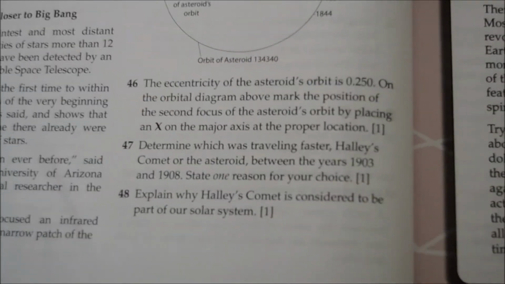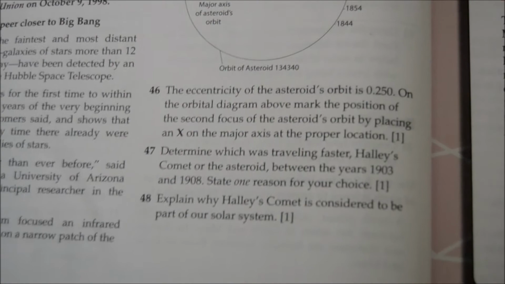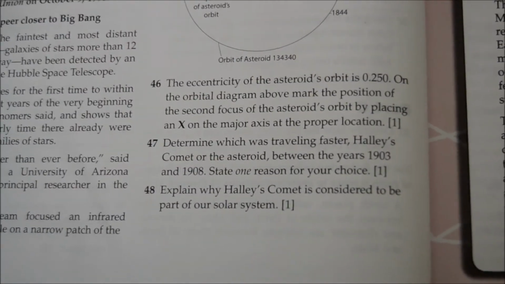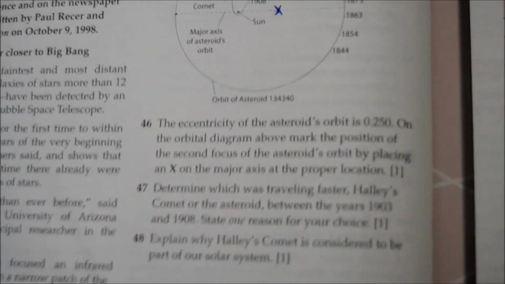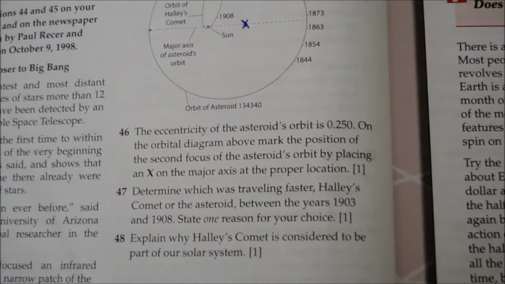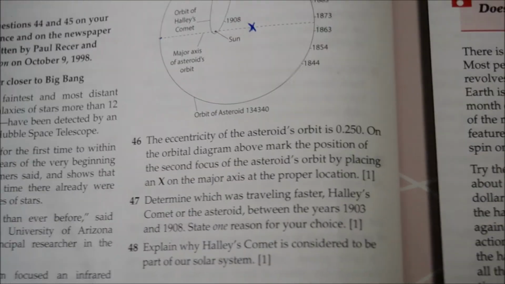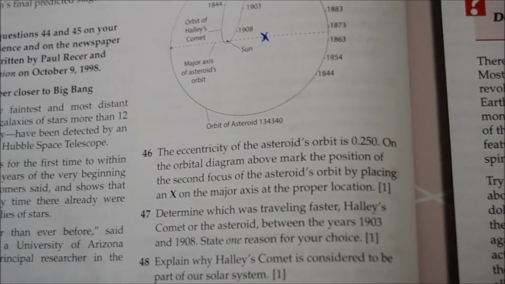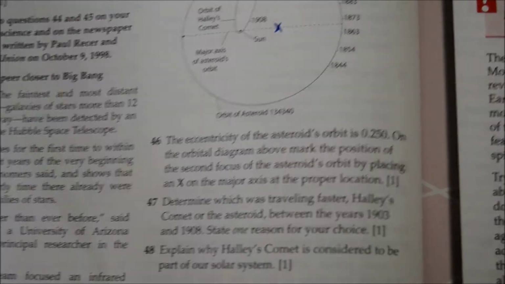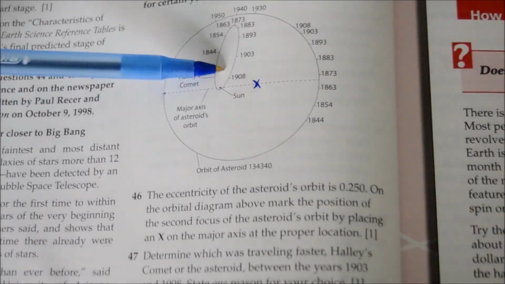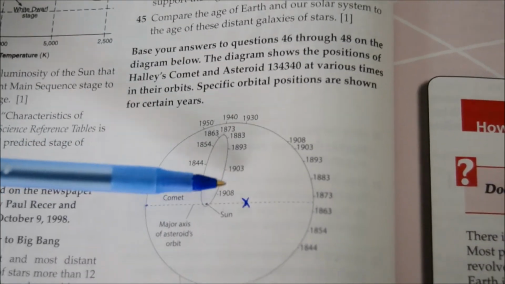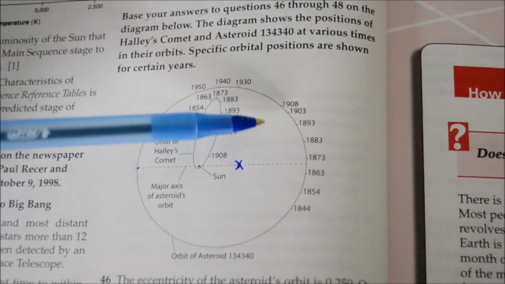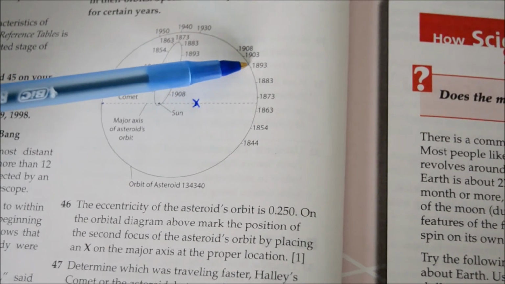47. Determine which was traveling faster, Halley's Comet or the asteroid between years 1903 and 1908. State one reason for your choice. I am going with Halley's Comet moved faster. Couple things. First of all, it was closer to the sun, so it had a greater gravitational attraction, so it would move faster. Also, if you look at the distance covered in that time period, it's more for Halley's Comet than it is for my asteroid.